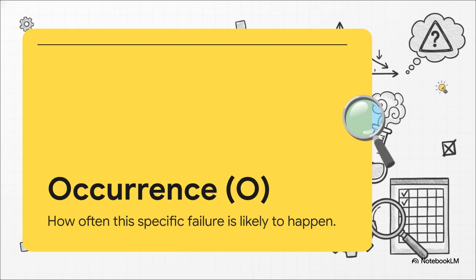The second metric is occurrence, or O. This evaluates the frequency. Like, how often is this specific failure actually likely to happen in your facility under your current conditions? For example, if you are relying on older machines that tend to drift out of calibration over time, your likelihood of failure, your occurrence score, is naturally going to be way higher than if you were running brand new self-calibrating equipment.